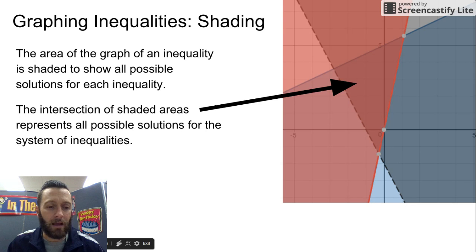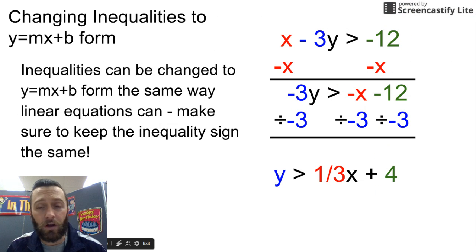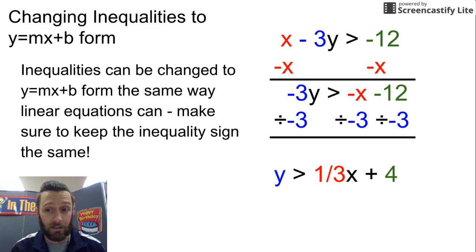And then really just the last thing that we need to go over: changing from an inequality to y equals mx plus b form. It's changed the exact same way that you would change an equation. Just make sure that you keep your inequality sign in the same shape where it's supposed to be, and carry it down to the bottom. Otherwise, you add and subtract, multiply and divide on either side of the symbol the exact same way.